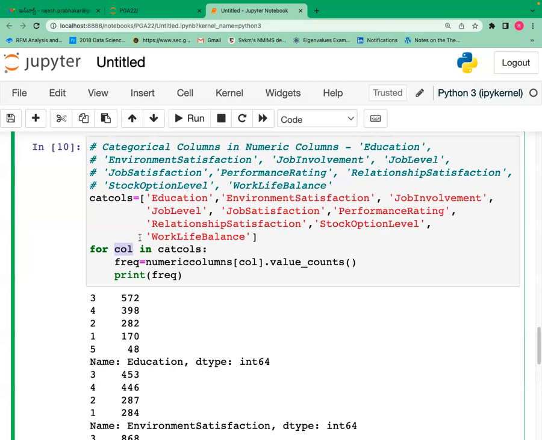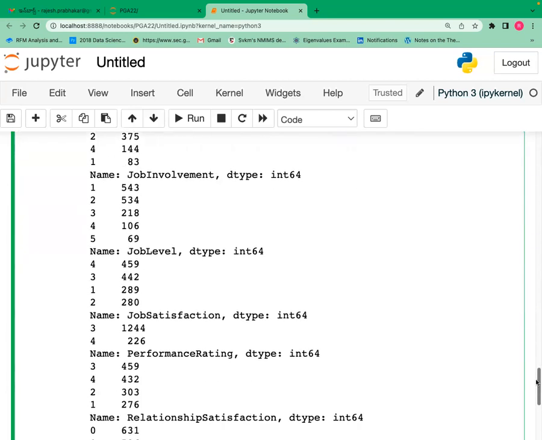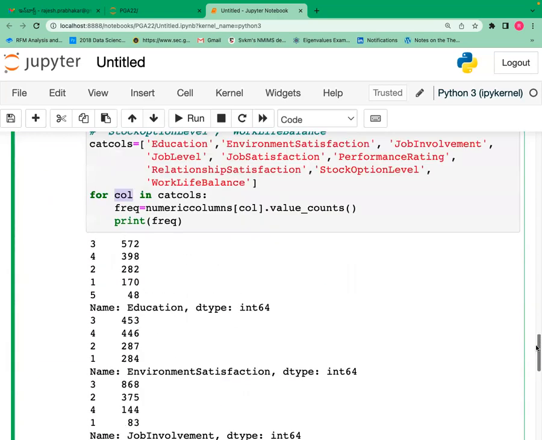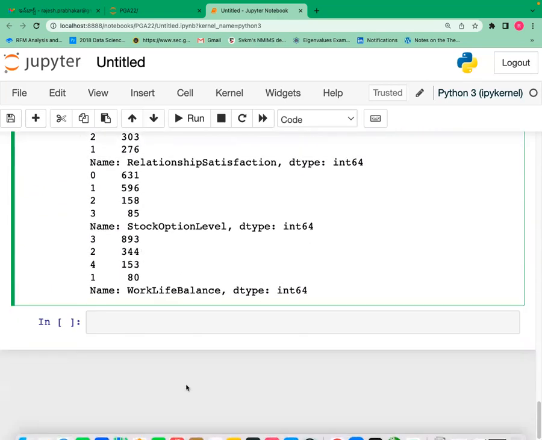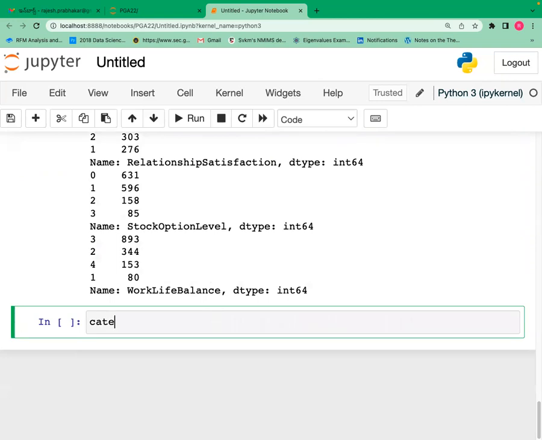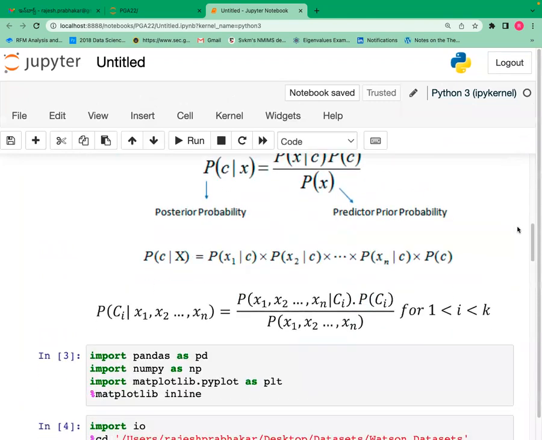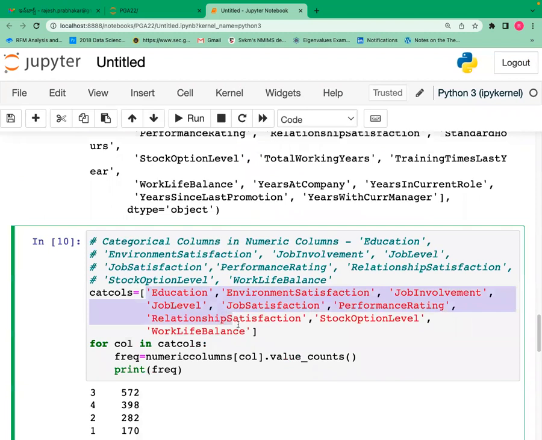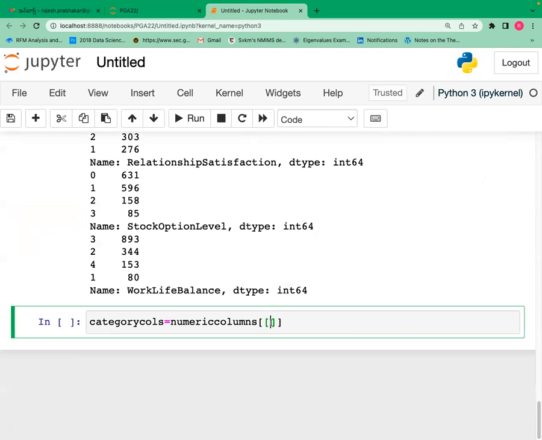Okay, all of you check the frequency counts of all the numeric categorical variables. They are all categorical in nature. So we will separate them. category_cols is equal to numeric_cols double square brackets, copy paste the values. Control C, control V.